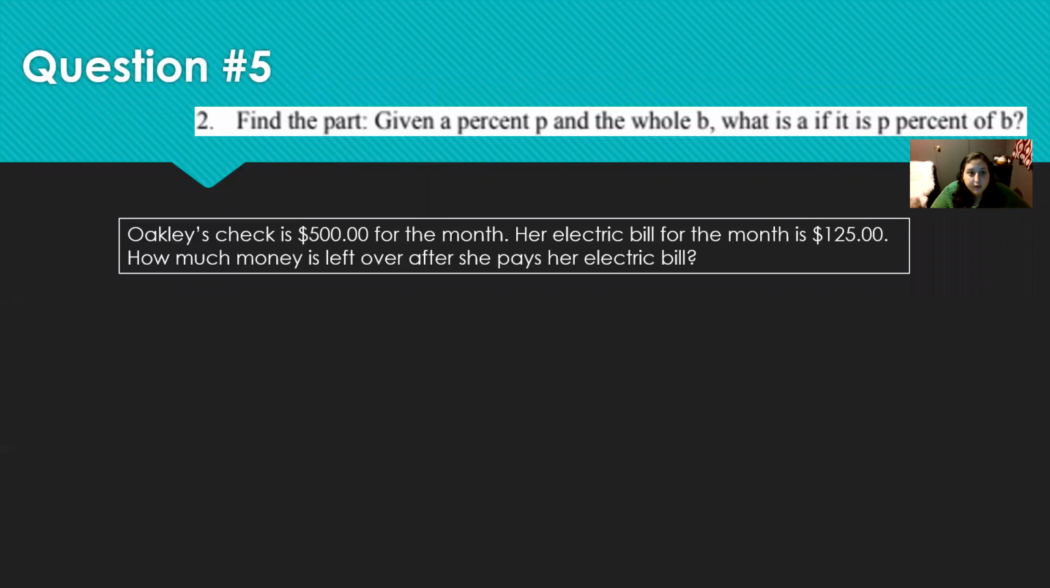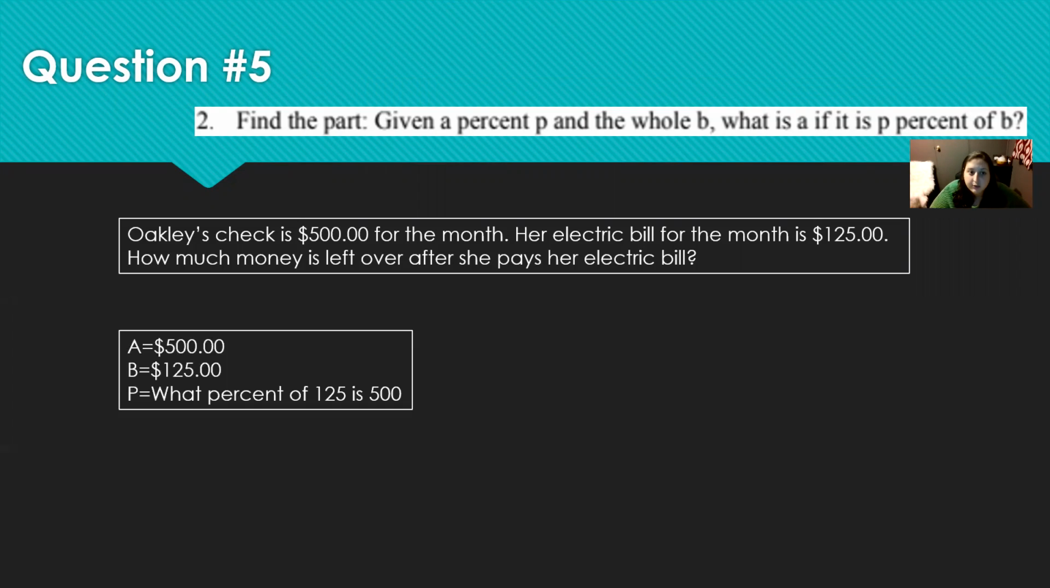And moving on to part 2, we have given a percent P and the whole B. What is A if it is P% of B? So given the same problem, we still need to figure out what our A, B, and P are. So our A is still her check, which is $500, and our B is $125, which was her electricity bill. But this time, they were wondering what percent of 125 is 500. So this is opposite from last time. So we're going to do 500 divided by 125, which gives us 4 parts, or 75%.